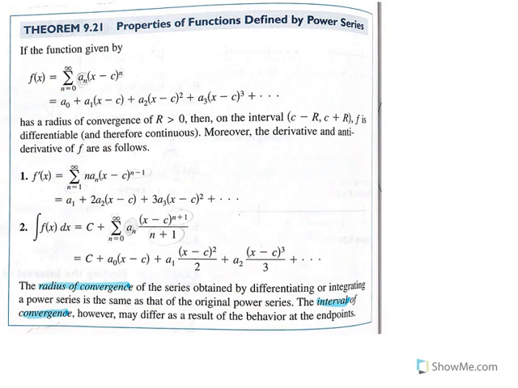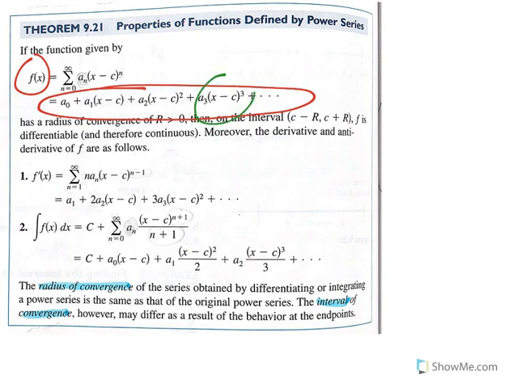So I want to continue by having you look at what we're seeing here with Theorem 9.21. So how do you find the derivative of a power series? Well, look at these terms. These are just polynomial terms. So you use the power rule to find the derivative of a power function, because each of these terms are power functions of x.